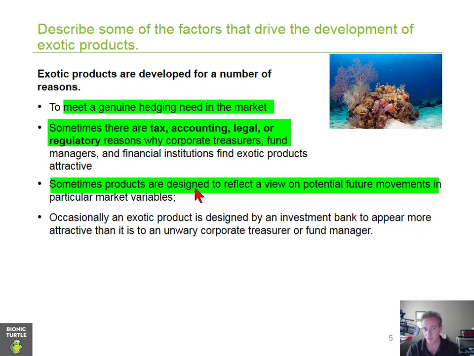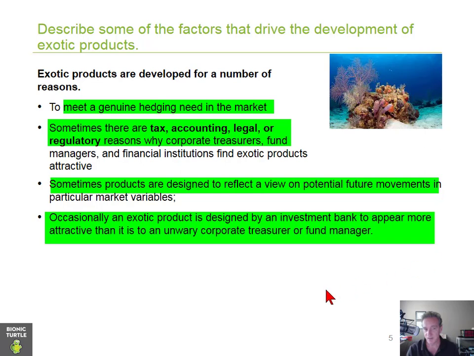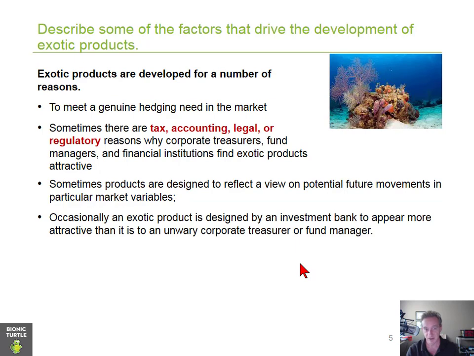Although those are pretty sensible reasons for financial product innovation, Hull does insert a cynical reason, and it says that occasionally an exotic product is designed by an investment bank to appear more attractive than it is to an unwary corporate treasurer or fund manager. What does he mean there? Well, this is the creation of a product just to be able to sell it to certain customers who may lack the sophistication, if for no other reason than to make a profit. So he explains that as a possible reason.